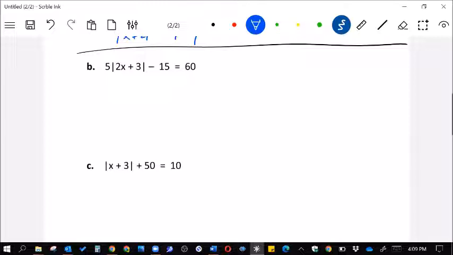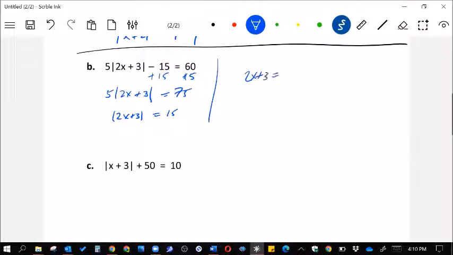All right, here I am. Let's do the cleaning up. 5, 2x plus 3. 60 plus 15 is 75. I'm going to divide. 75 divided by 5 is 15. Okay, yep, 75. Now I'll do the two cases.